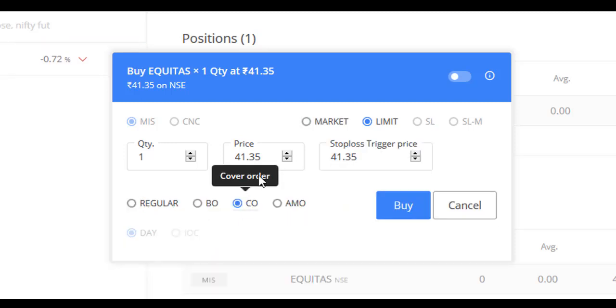Next, the cover order, which comes with only a stop loss, there is no take profit. If you place any trade, you have to enter a compulsory stop loss. There is no take profit required here, but the stop loss is required. So that is what we call a cover order.